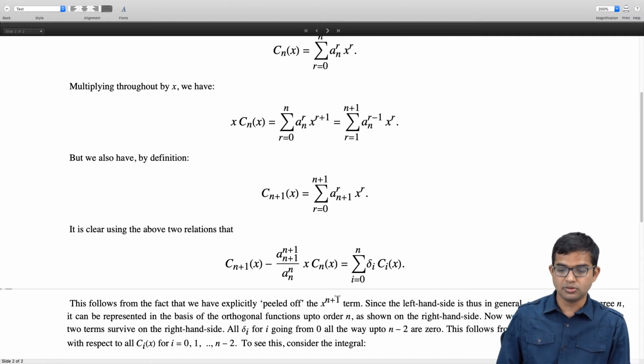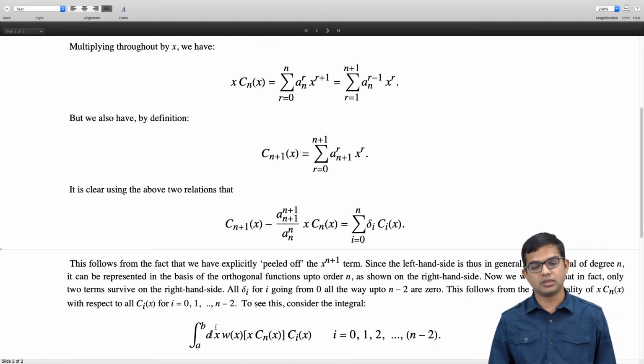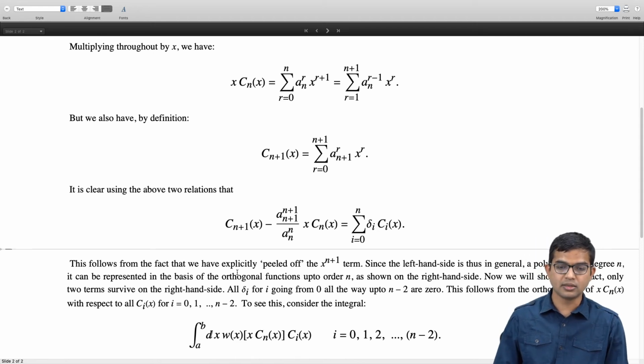So to see that these delta i for i less than or equal to n minus 1 are 0, we consider this integral, multiplied of course with w of x, and then you take this x times Cn of x, and then you also put in a Ci of x, and this i can go from 0 all the way up to n minus 2. You will see in a moment why we do this, right? So i is restricted to lie between 0 and n minus 2.